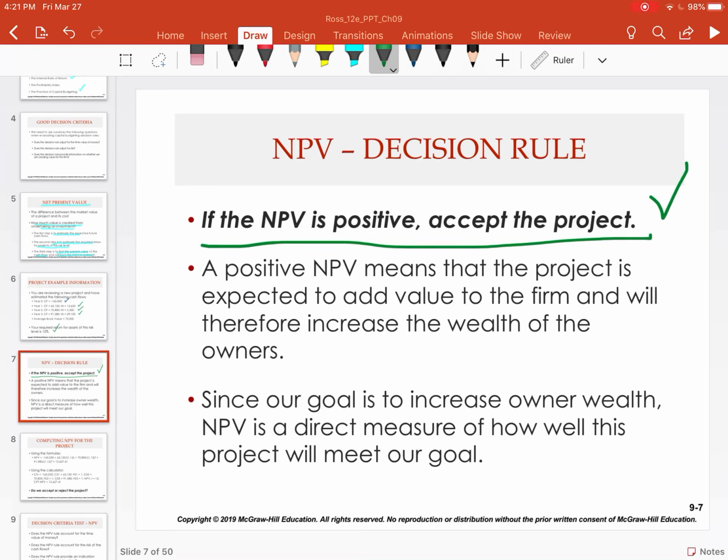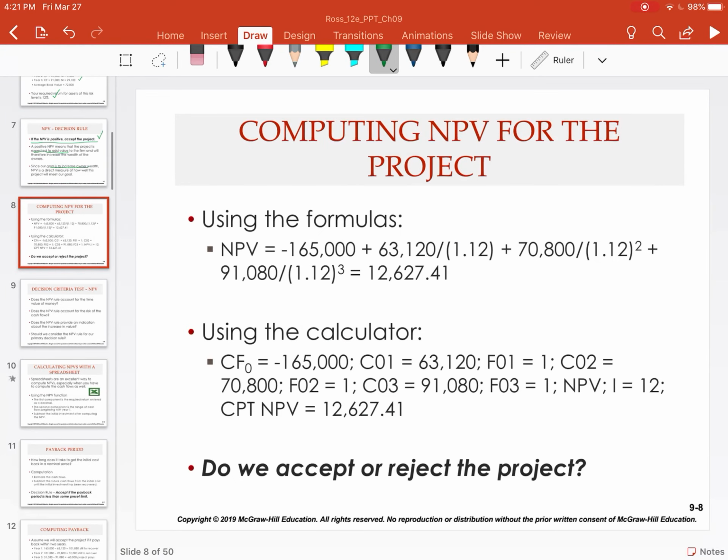A positive NPV means that the project is expected to add value, as I said, to the firm, and will therefore increase the wealth of the owners. Obviously, our goal is to increase the wealth of our owners, and so NPV is a direct measure of how well this project will meet our goal. So how do we go about doing that, okay?